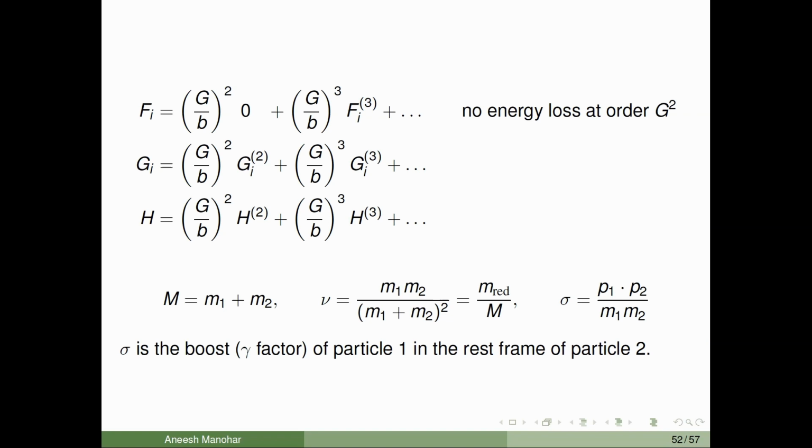The main non-relativistic parameter, which is sigma, is the boost factor, P1 dot P2 over M1 M2, or what's called W in heavy quark effective theory. It's the boost of particle 2 as seen in the rest frame of particle 1 or vice versa. And F, the momentum, has no piece at order G squared. It starts at order G cubed.